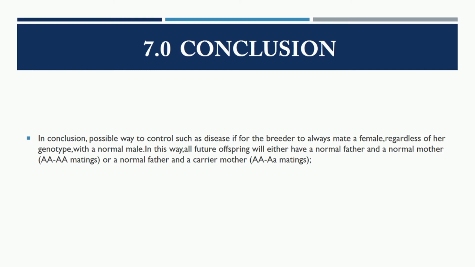A possible way to control such a disease is for the breeder to always match a female, regardless of her genotype, with a normal male. In this way, all future offspring will either have a normal father and a normal mother, for both capital A matings, or a normal father and a carrier mother, for both capital A and lowercase a matings.